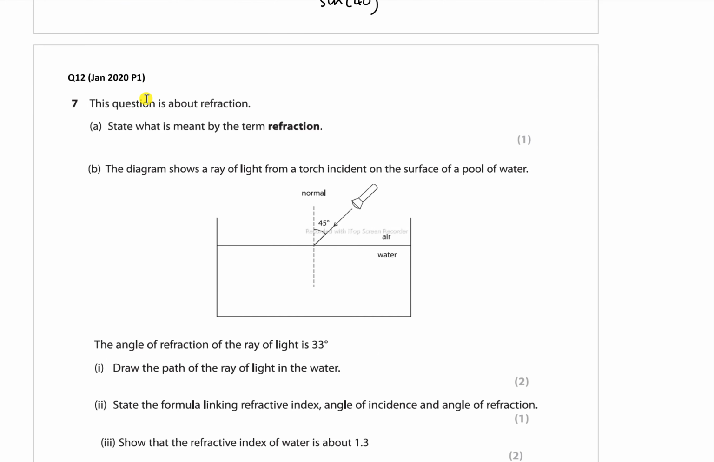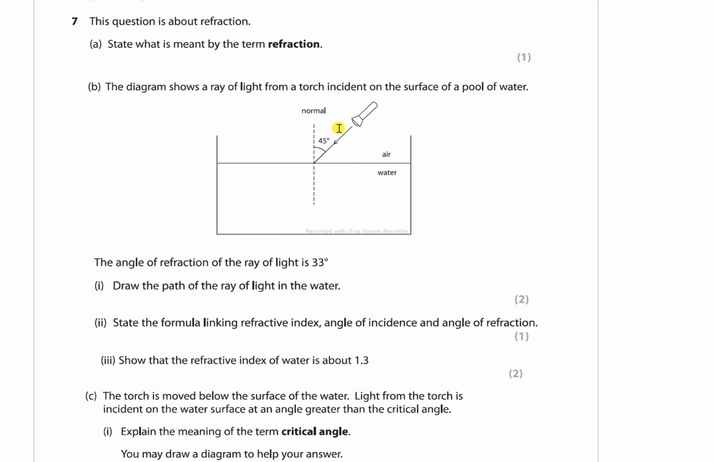Right, okay, let's keep going. State what is meant by refraction. What is refraction? Let's write this down. You've just got to learn them, just parrot fashion, pick up the odd marks, and then see where it takes you.